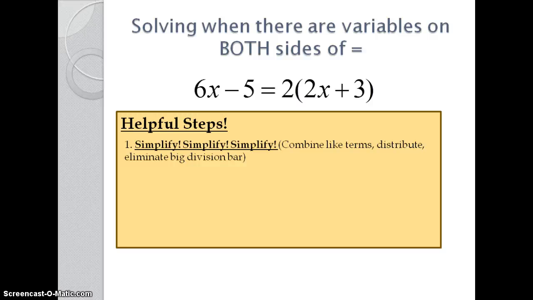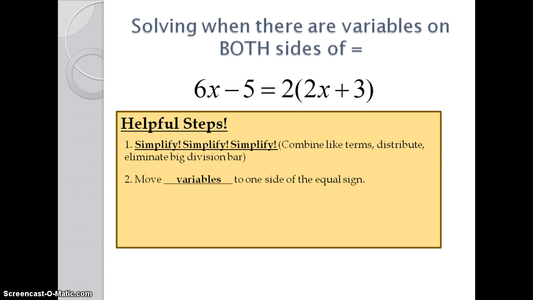Just look at the left-hand side and combine things. Look at the right-hand side and combine what you can. If you see parentheses, make sure you distribute. If you have that big long division bar, make sure you eliminate that as well. So once you're completely simplified, there's nothing more you can combine together, distribute, or eliminate, then you want to focus on step 2. Step 2 says to get the variables to one side of the equal sign. Does not matter which side.